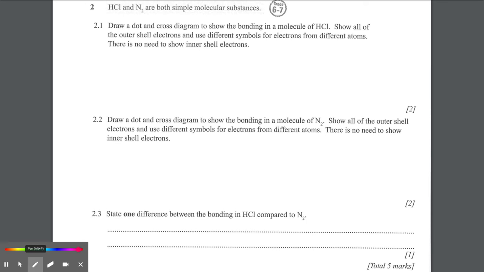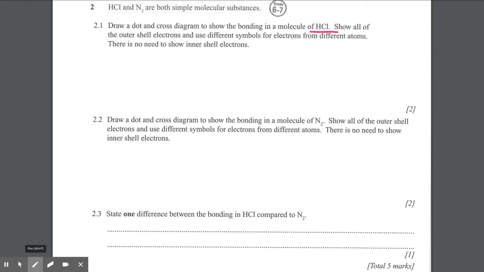Okay, so look at question 2 from simple molecular substances. This question is going to ask us to draw a couple of dot cross diagrams. The first one is for a molecule of HCl, and it asks us to just draw the outer shell electrons, but to use different symbols as usual.